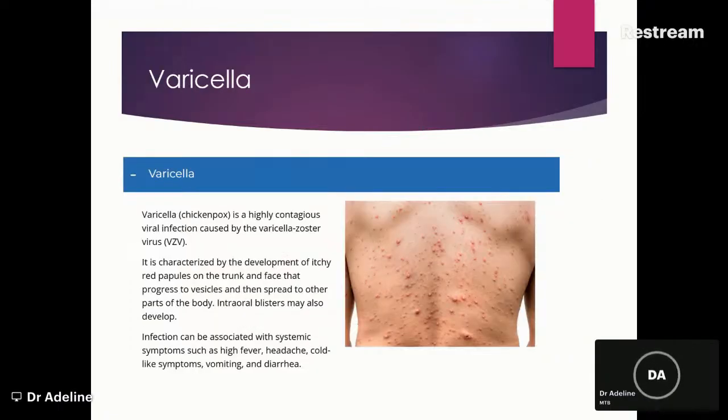Another one of our differentials was varicella, which is chickenpox, a highly contagious viral infection. And as you all know, it's caused by varicella zoster virus. This is characterized by the development of itchy red papules on the trunk and face, and these later progress to vesicles, which spread to other parts of the body. In the worst cases, intraoral blisters can also develop. The infection can be associated with systemic symptoms like fever, malaise, headache, vomiting, diarrhea, runny nose, etc.